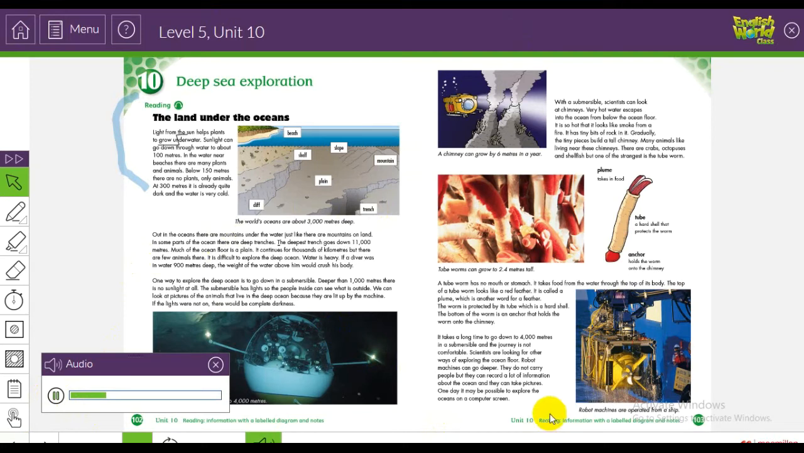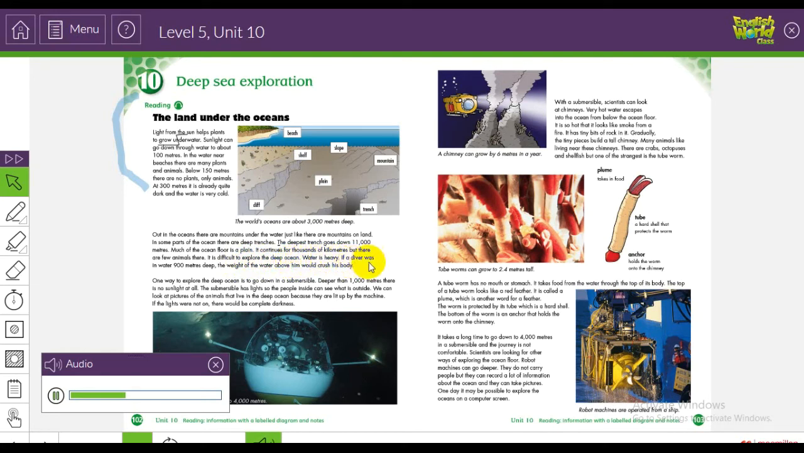The world's oceans are about 3,000 meters deep. Out in the oceans, there are mountains under the water just like there are mountains on land. In some parts of the ocean, there are deep trenches. The deepest trench goes down 11,000 meters. Much of the ocean floor is a plain. It continues for thousands of kilometers, but there are few animals there. It is difficult to explore the deep ocean.